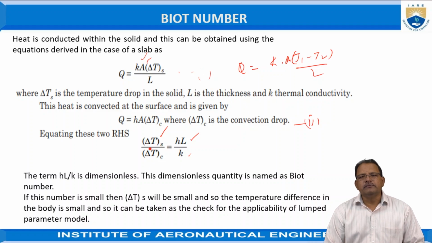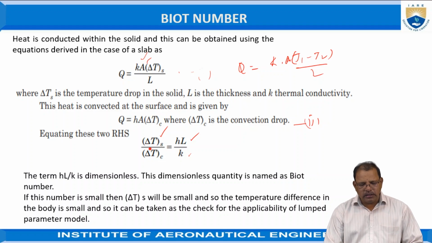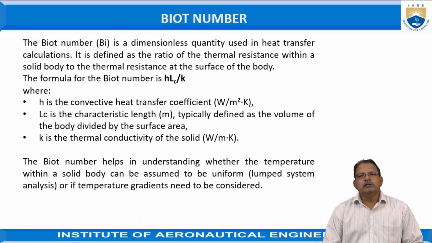If this number is small, then the delta will be small, and so the temperature difference between two points within the solid, or between the surface of the solid and the surrounding area, is very, very small. So it can be taken as a check for the applicability of the lumped parameter model. This Biot number is dimensionless. It is a quantity used in heat transfer calculations.